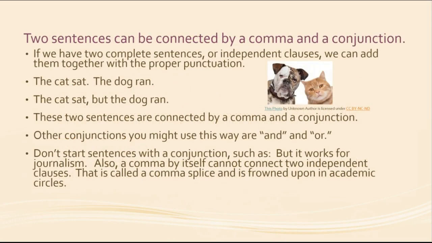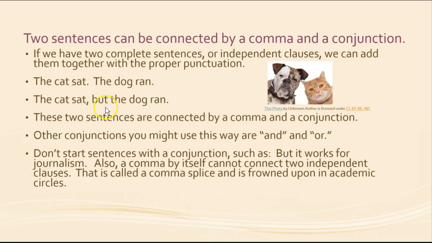Two sentences can be connected by a comma and a conjunction. You may have already seen this comment on your paper. This is one of my most common things to comment on in papers. If we have two complete sentences or independent clauses, we can add them together with the proper punctuation. Here we have two little bitty sentences. The cat sat, the dog ran. We can put those two little sentences together with a comma and a coordinating conjunction. The cat sat, but the dog ran.